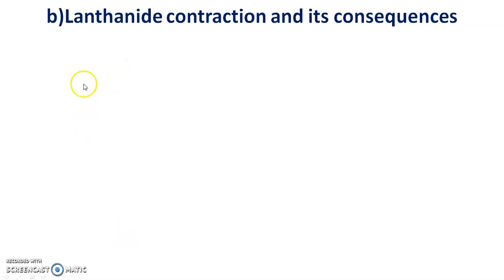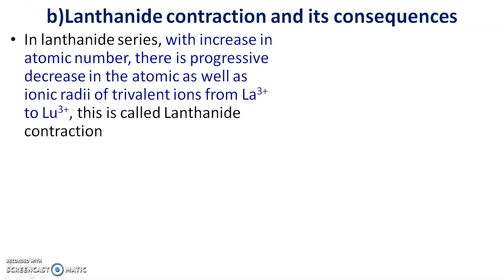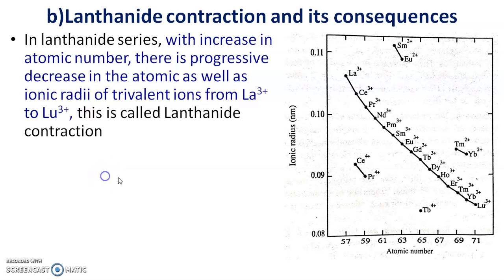Now the next point is lanthanide contraction and its consequences. In the lanthanide series, with increase in atomic number, there is a progressive decrease in atomic as well as ionic radii of trivalent ions from lanthanum +3 to lutetium +3. This is called lanthanide contraction.